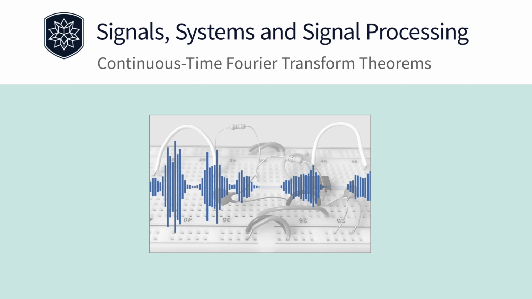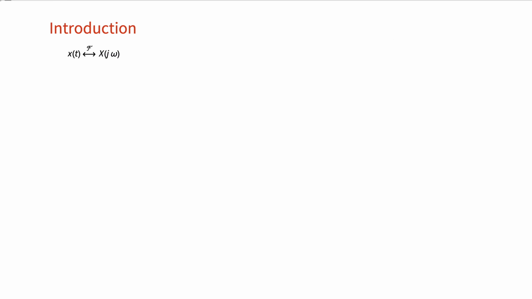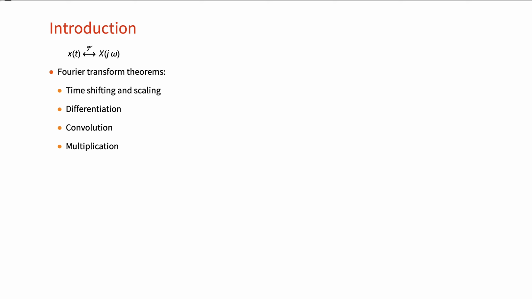In this lesson, we will go over Fourier transform theorems. Given a signal x of t and its Fourier transform x of j omega, we would like to know what would be the Fourier transform of x of a times t, or a shifted version of x of t. Similarly, if we have differentiation in time, convolution, multiplication, and finally, we will study the Parseval's relation.